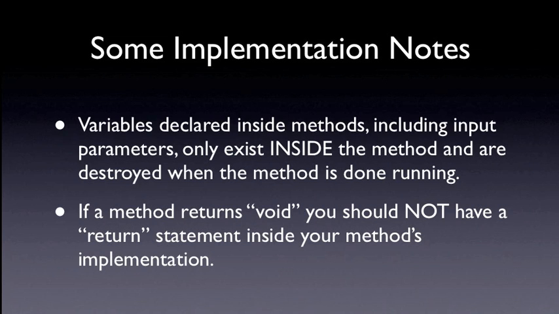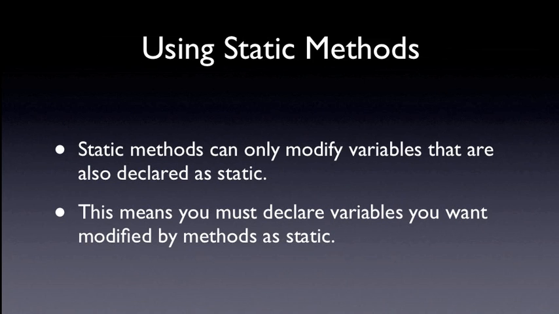Again, just stressing the fact that variables declared inside methods only exist inside the methods, and they're destroyed when the method is done running. Later we can talk about the call stack. There are some definite implementation features as to how this works that would be important for you to learn. Usually we cover that in 111B, the next course. Remember that if a method returns void, you should not have a return statement inside your method's implementation.